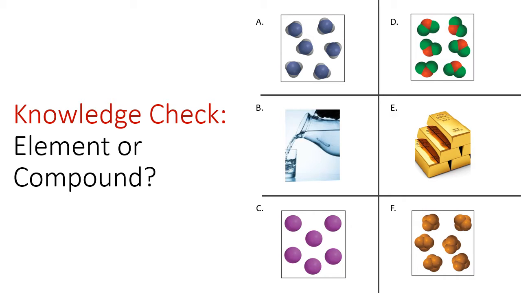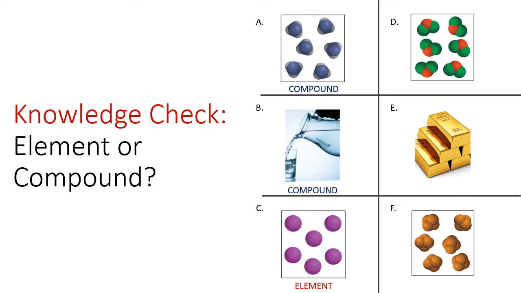Let's do another knowledge check. Look at the examples shown here and determine whether it shows an element or a compound. Pause the video and see if you can do it on your own. Now, example A is a compound. It's made up of two different elements, represented by blue spheres and white spheres. Example B, which is water, is also a compound. Water is made up of one oxygen atom and two hydrogen atoms.